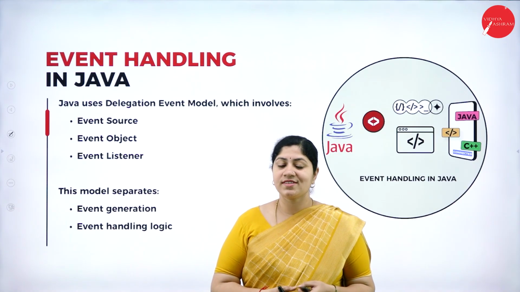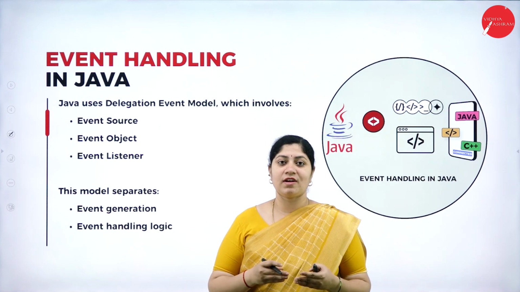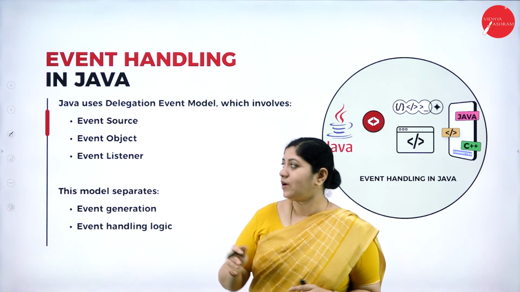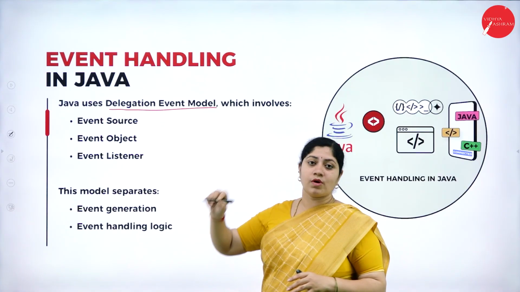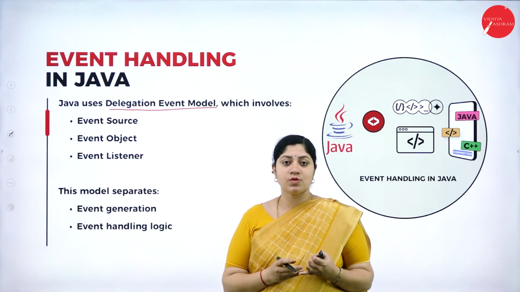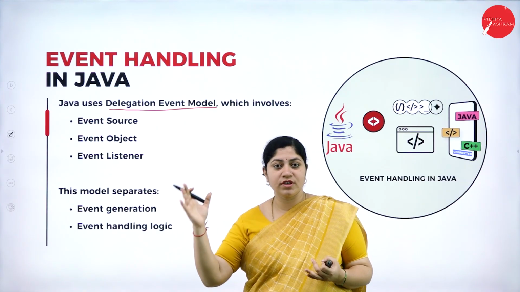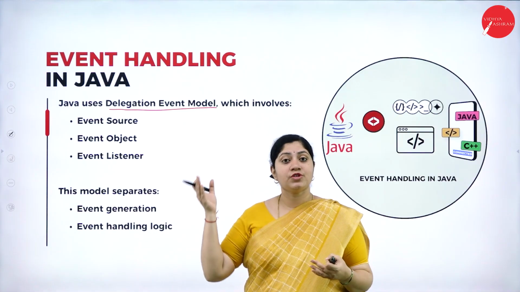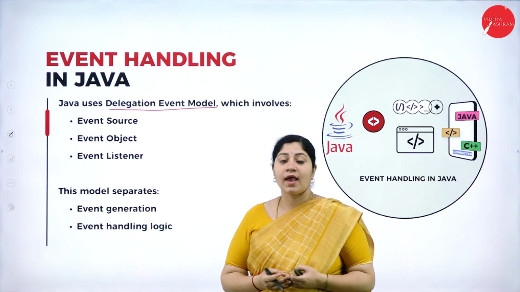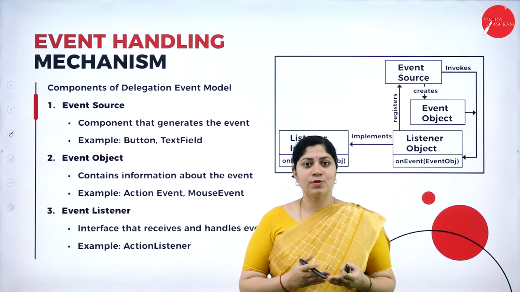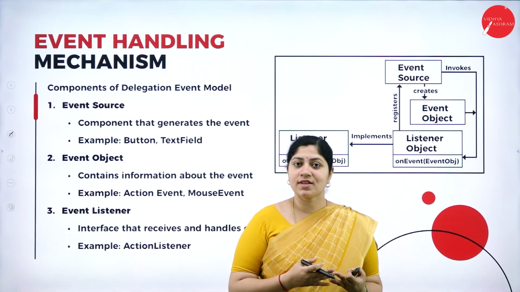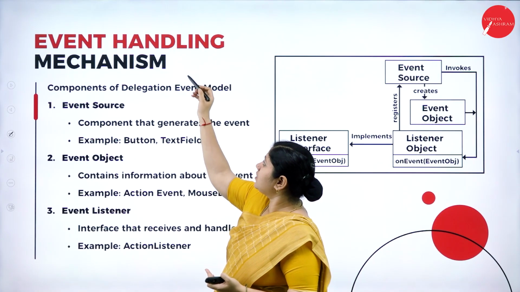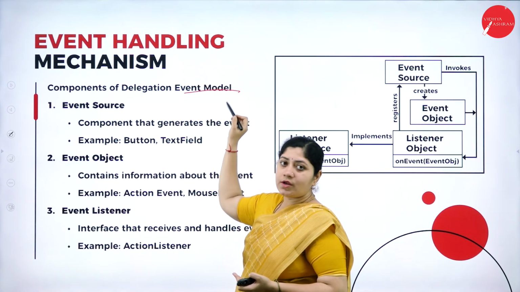Now let's study event handling with respect to Java. Java uses a specific event handling model which is called the delegation event model, which involves an event source, an event object and an event listener. This model completely separates the event generation as well as the event handling logic. Alright, as we know, there's a separate model under Java that is considered for event handling. Yes, it's none other than our delegation event handling model.